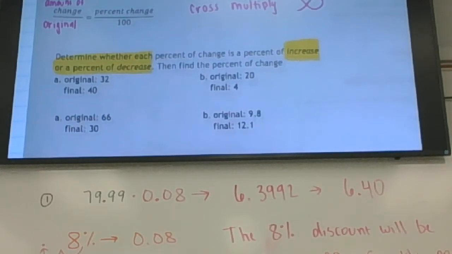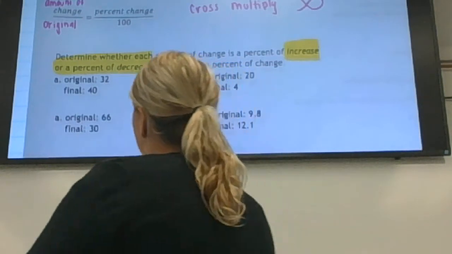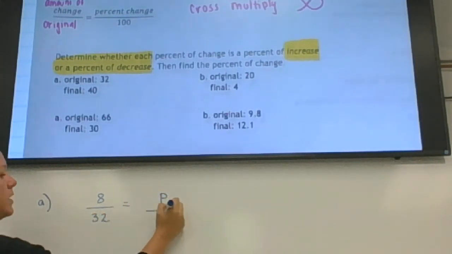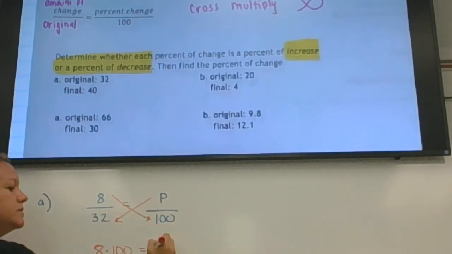So if your original amount is 32, and your final amount is 40. What is the amount of change? What are we going to put in the top of the first fraction? 8. So we're going to do 8 over, the original is 32, equals P, we don't know, over 100. So this is a ratio, a fraction equals a fraction. So we're going to do 8 times 100 equals 32 times P.